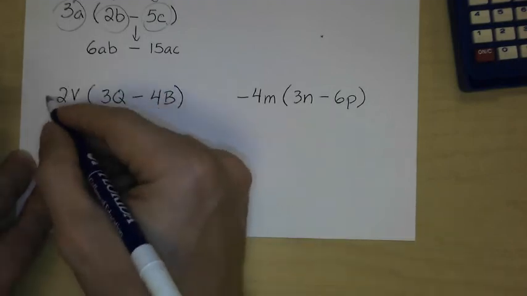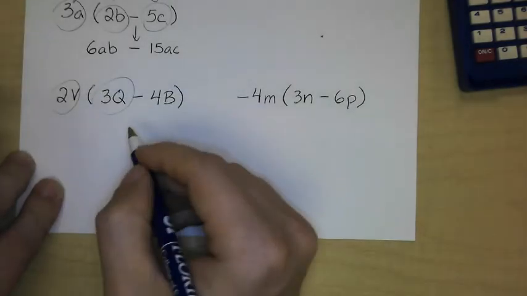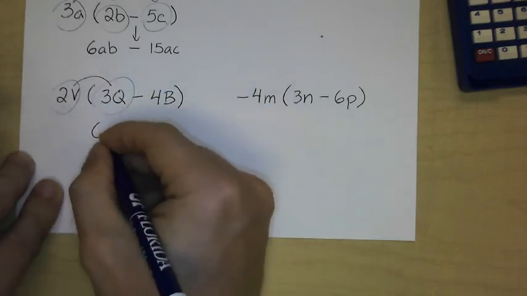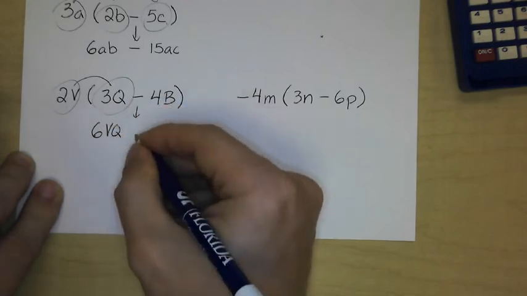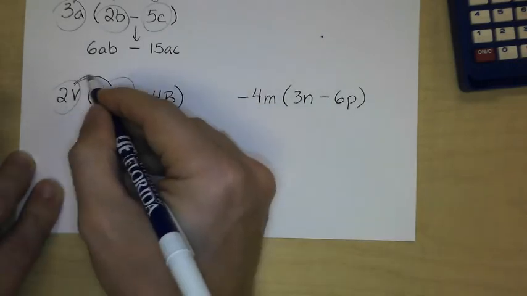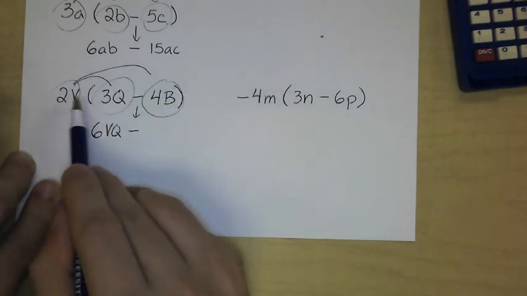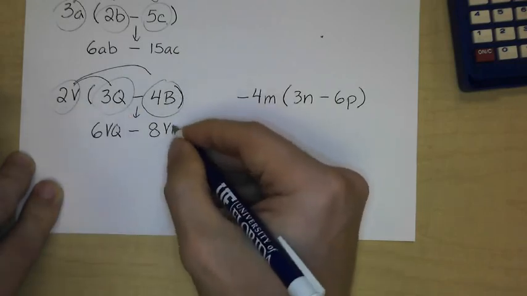Alright, so 2v, I'm going to multiply by these terms. So first thing I'm doing is 2v times this 3q. So with the numbers, I've got 2 times 3, that's 6. And I've got the letters v and q, so I just write them. Bring down your operation. Next, I'm going to multiply by that 4b. Well, for the numbers, 2 times 4 is 8. v times b, right there.